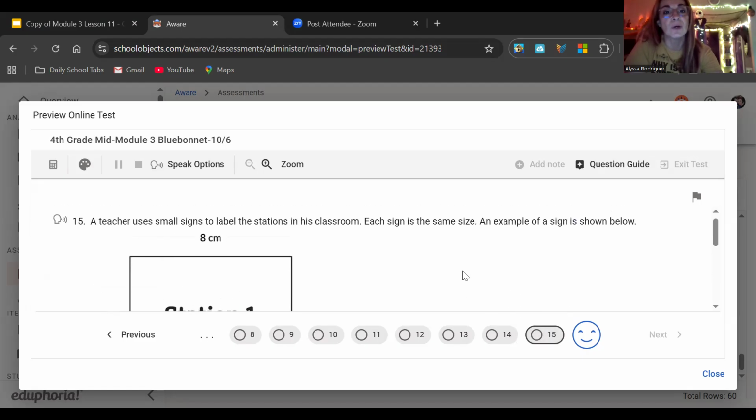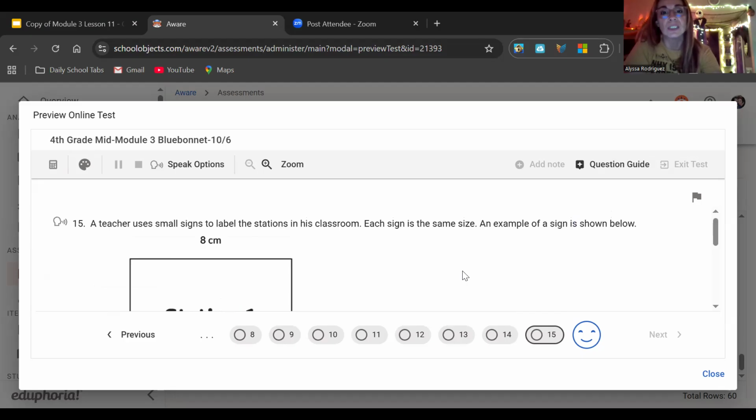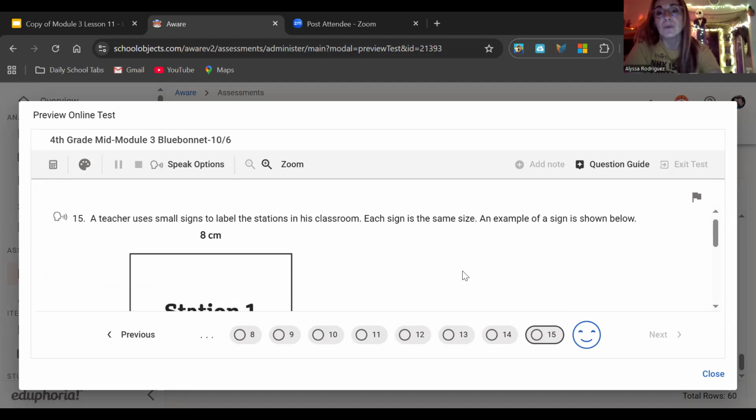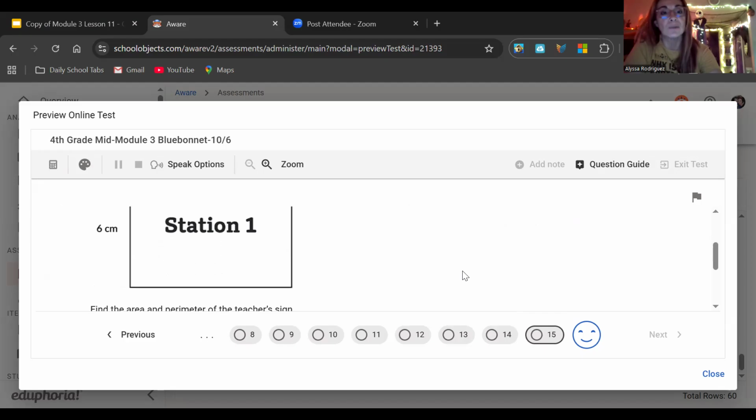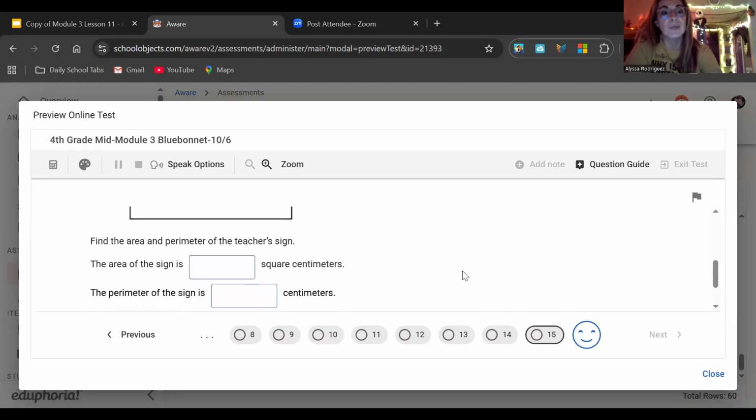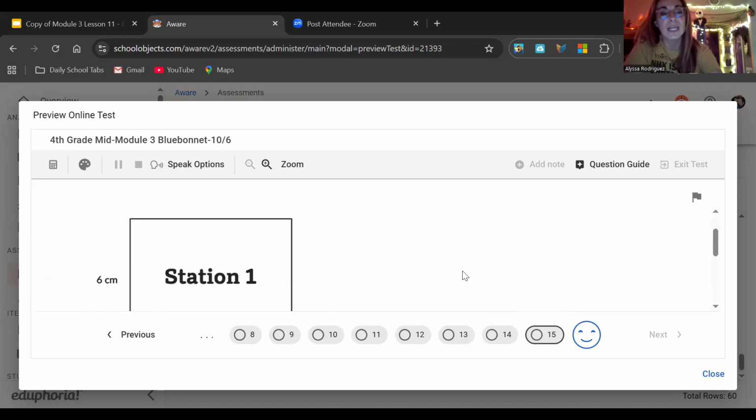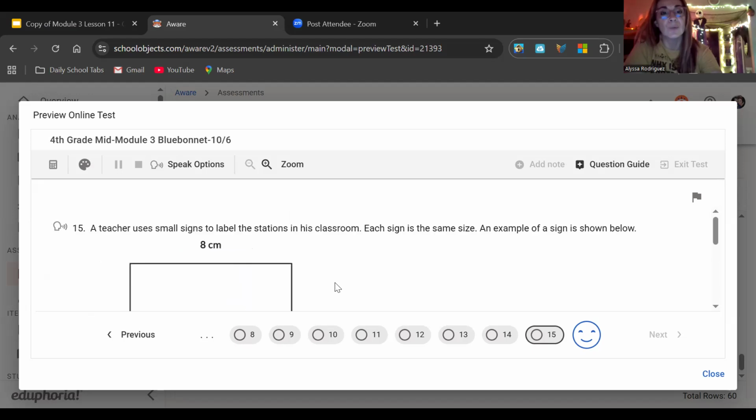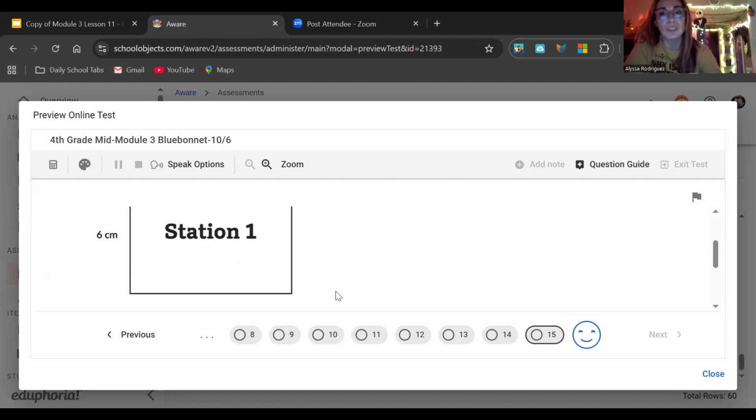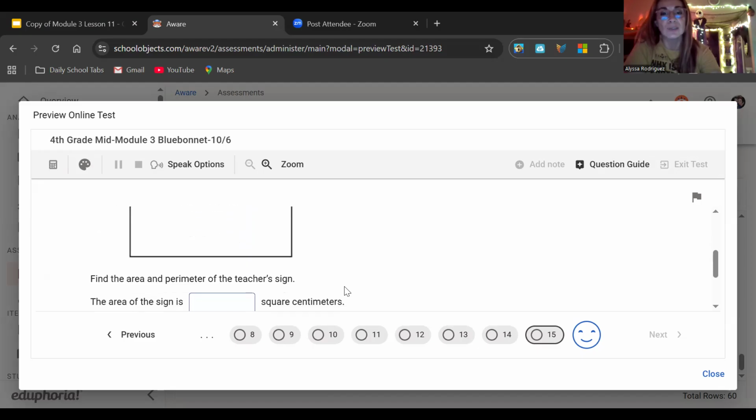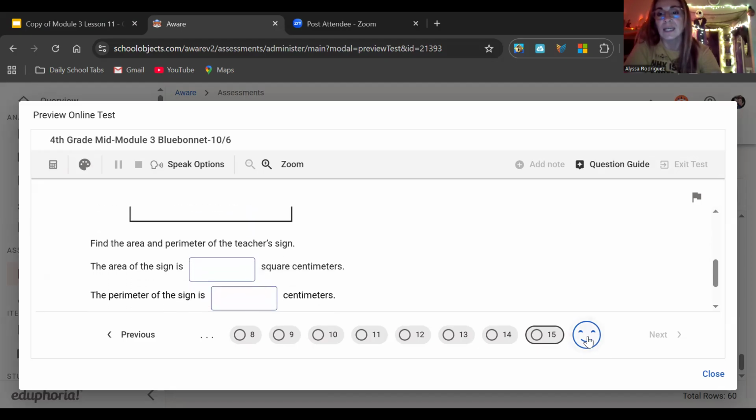A teacher uses small signs to label the stations in his classroom. Each sign is the same size. An example of the sign is shown below. Here it is. Find the area and perimeter of the sign. Area, inside, perimeter, around. Use your reference to help you answer this. And that is the last one.